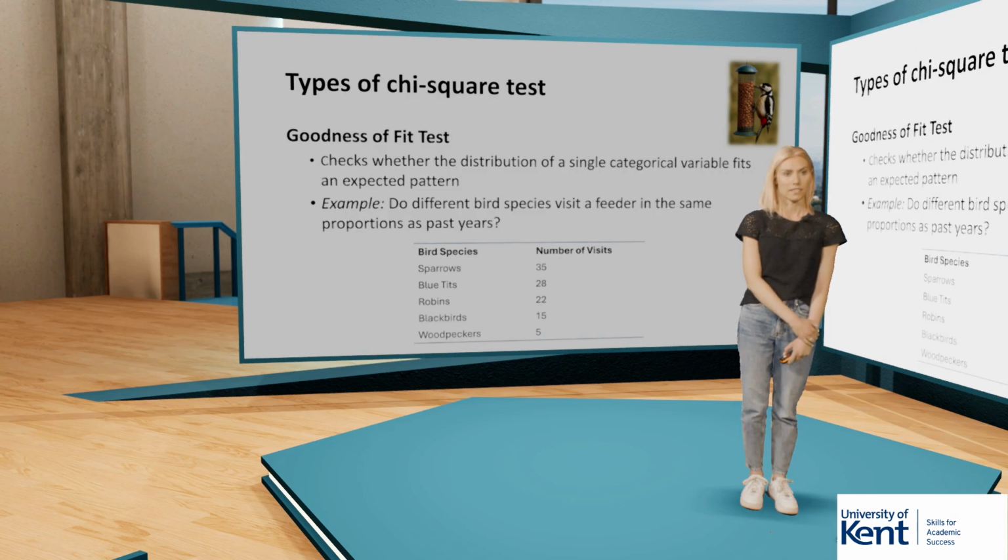The goodness of fit test is used to test whether a single categorical variable fits an expected distribution. For example, we might want to know whether 5 different bird species visit a feeder in equal proportions or whether some are more frequent than others.